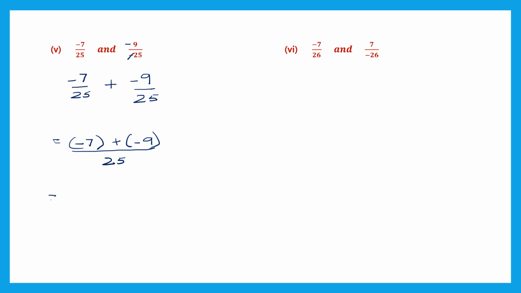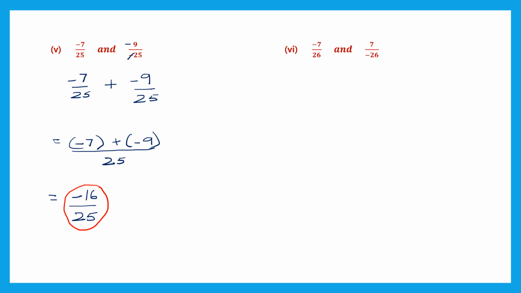Now if you look, the signs are the same. Minus 7 and minus 9. When signs are the same, we put the same sign. And we add 7 plus 9 is 16. Minus 16 by 25. Can this be reduced to the lowest term? No, it cannot be reduced. So this is our final answer. That is minus 16 by 25. Let's go to the next one.